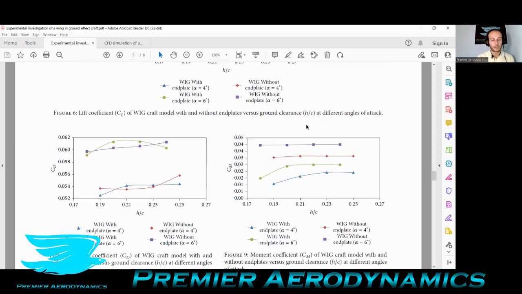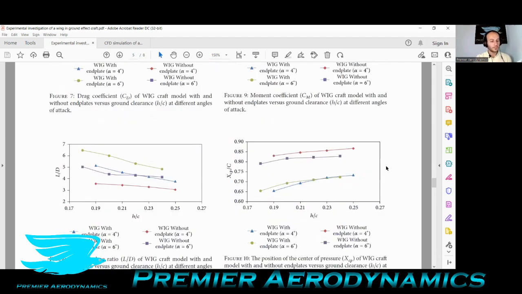The second parameter that has a main effect on the stability of wing craft is the center of pressure, which is down here. The distance between the leading edge and center of pressure on the wing is defined as XCP, so here. And now they've normalized this to the chord to give it a percentage basis. Figure 10, this one here, shows the center of pressure for the wing craft model with and without end plates. In general, the position of center of pressure of the wing craft model shifted towards the leading edge due to the effect of end plates. This effect is expected as pitching moment reduces due to end plates.